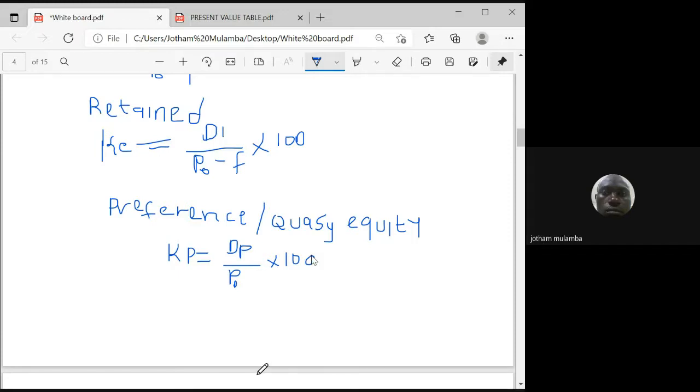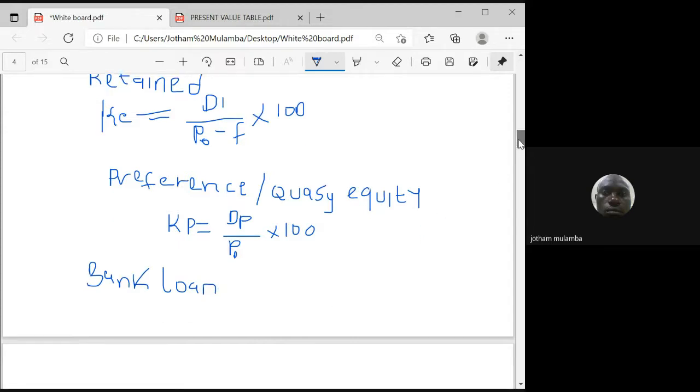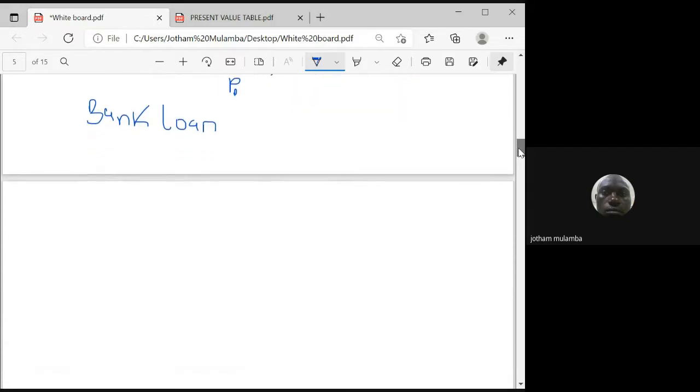We move on. We had discussed bank loan. And remember, for bank loan, we have short-term bank loan and we have long-term bank loan. So when you are computing the cost of capital, we basically consider the long-term bank loan, not short-term.